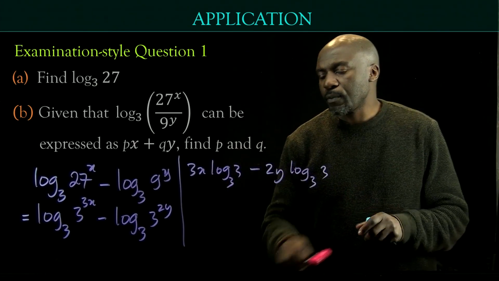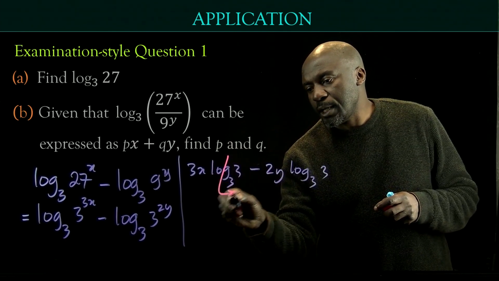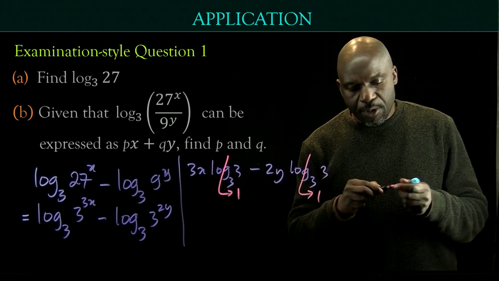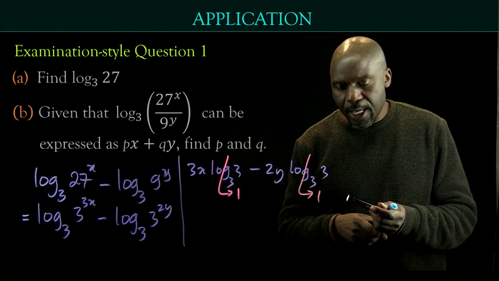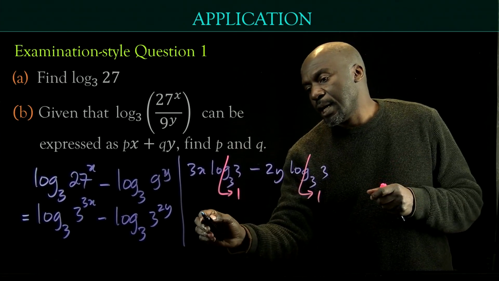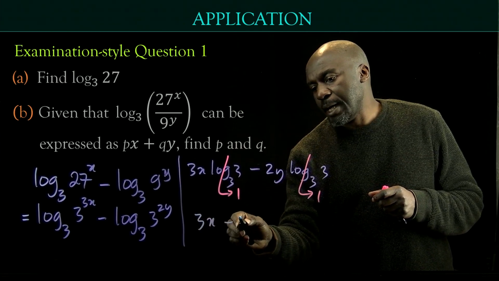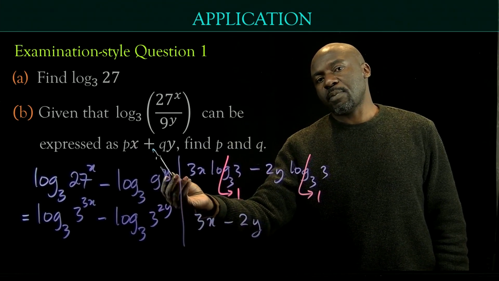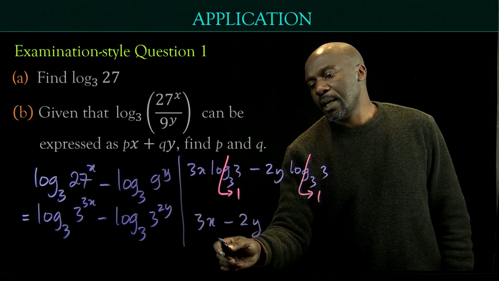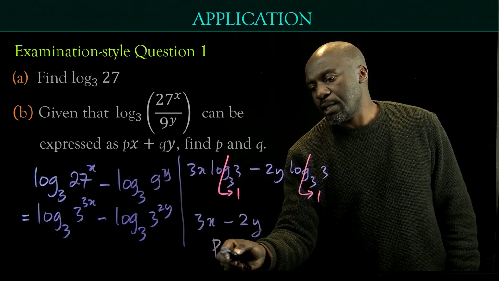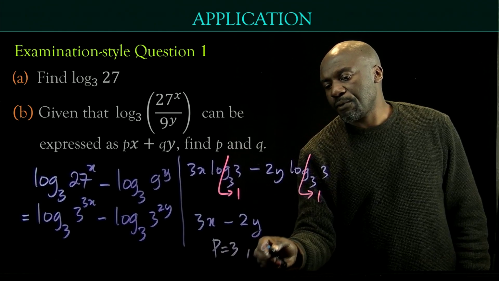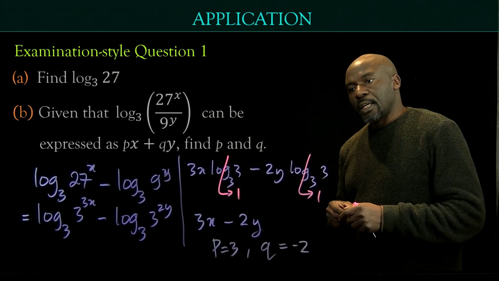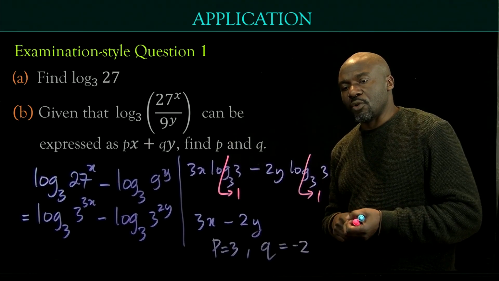With our knowledge of the unity law, we know this bit here is 1, and the same thing here is 1. So I'm left with 3x and 2y. I can write my answer then as 3x minus 2y. And so if we're being told to express it as px plus qy, then clearly the value of p is 3, and the value of q is -2. And that is how this exam question would be answered.